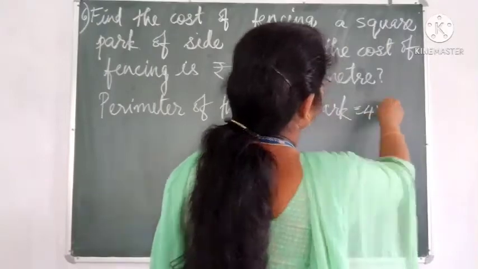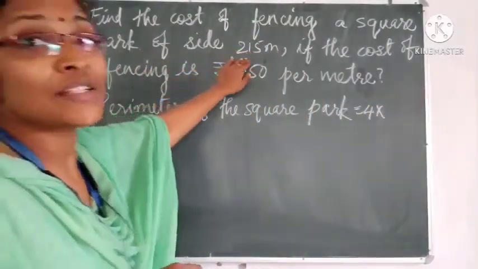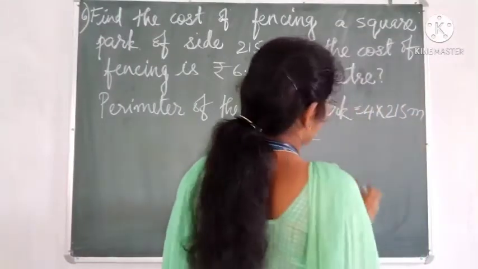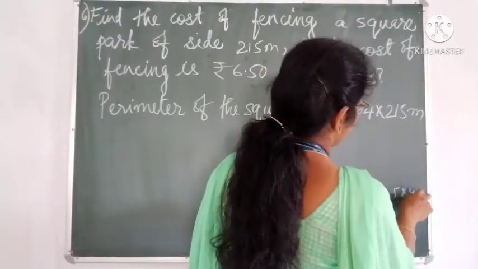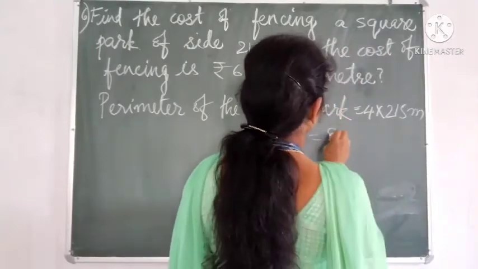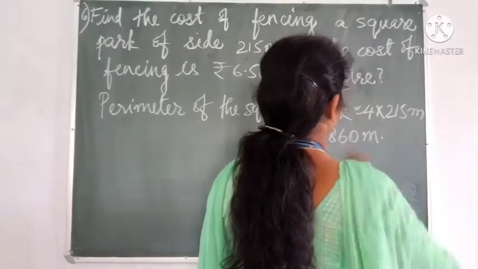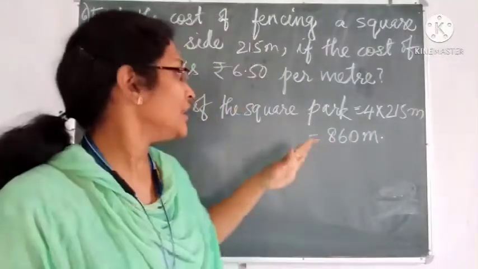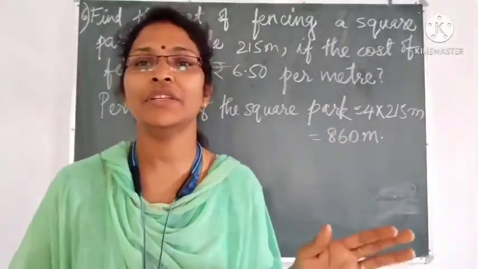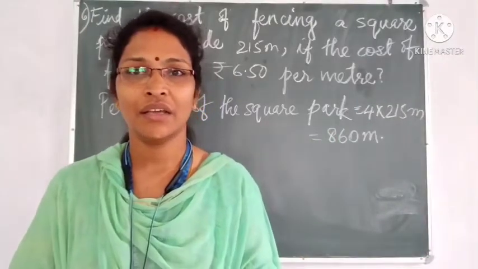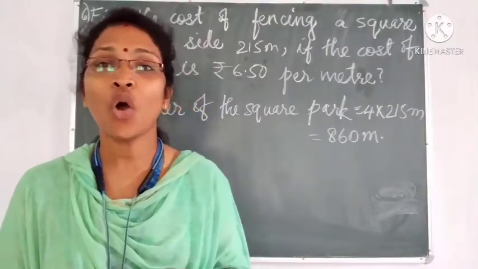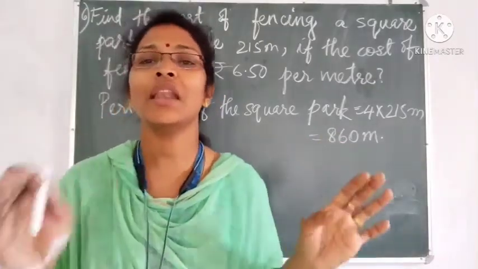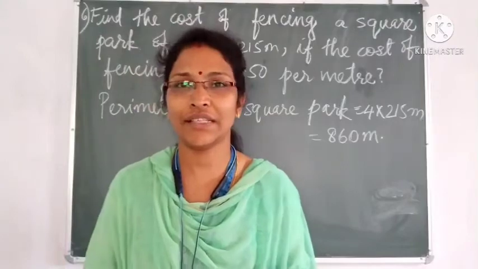Four into one side of 250 meters, that is 1,000 meters. It means we have to make the fencing in a 1,000 meter long place. For making that, we are also told to find out the cost. Now we found out the total length of the fencing.